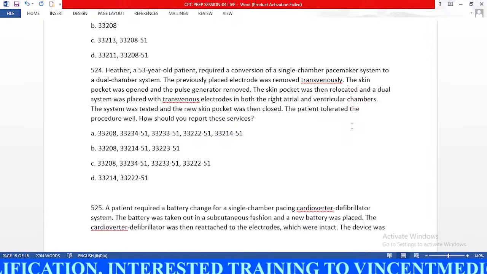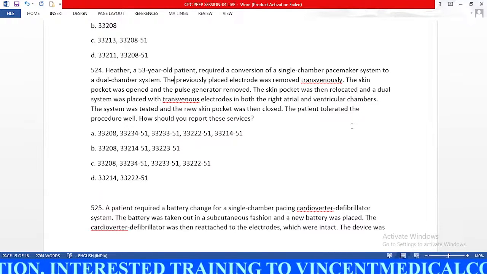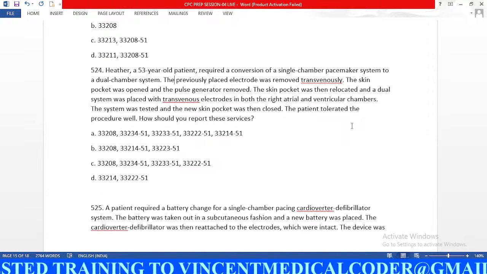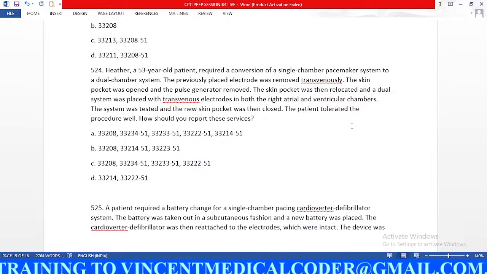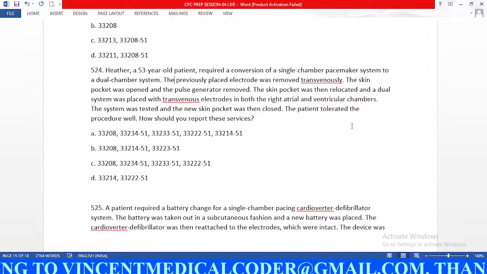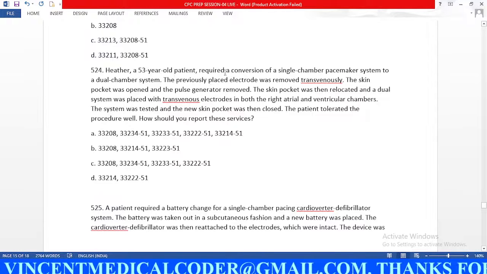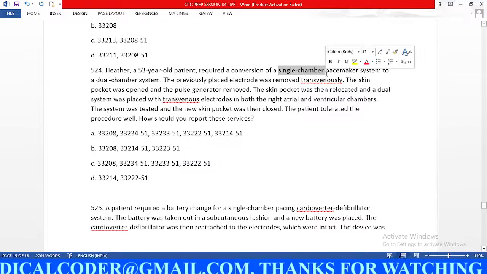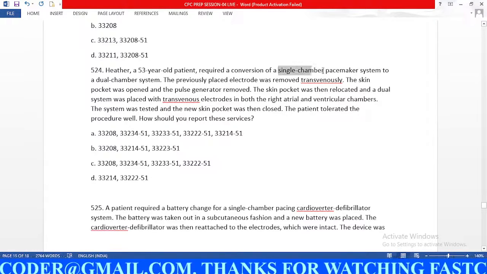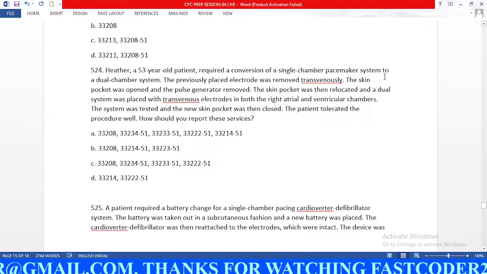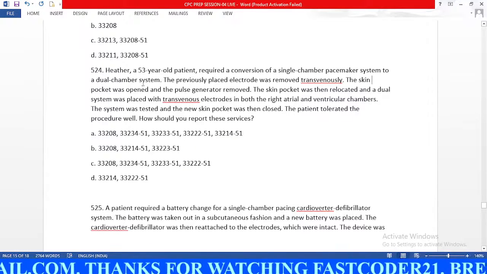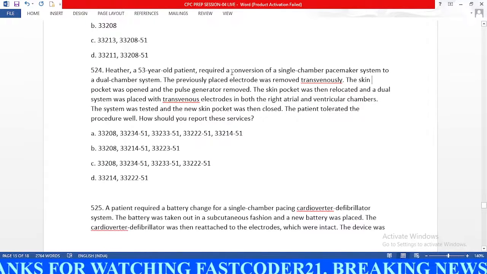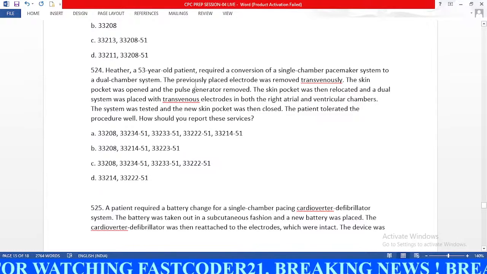So as we don't have enough time, directly we can go to the answer. First, we will learn the keywords, then we can go to the answer. Meanwhile, you can try and write your answer in the chat box. So here, our keyword is conversion. What has the physician done? Single chamber pacemaker system to dual chamber. Initially, the patient has a single chamber pacemaker, but because of the irregularity of the heart rhythm, the physician plans to insert a dual chamber after removing the single chamber. So it is conversion of single chamber to dual chamber system.